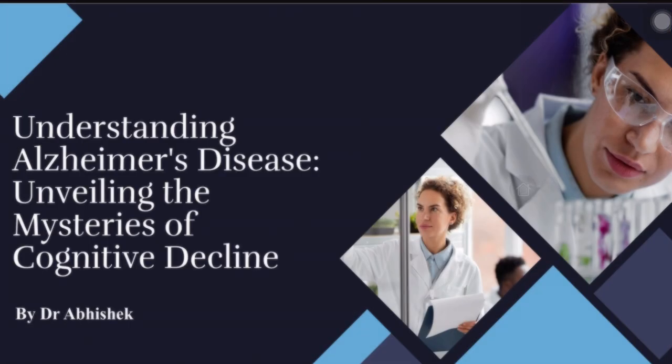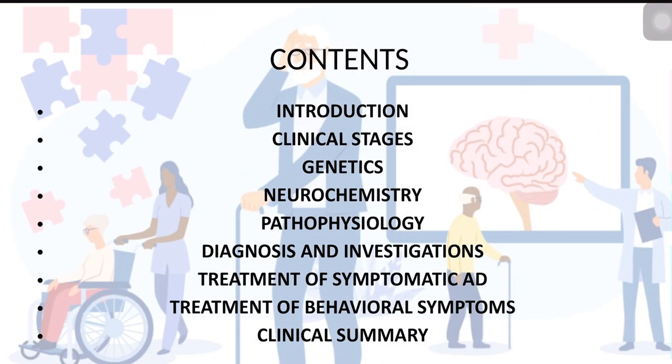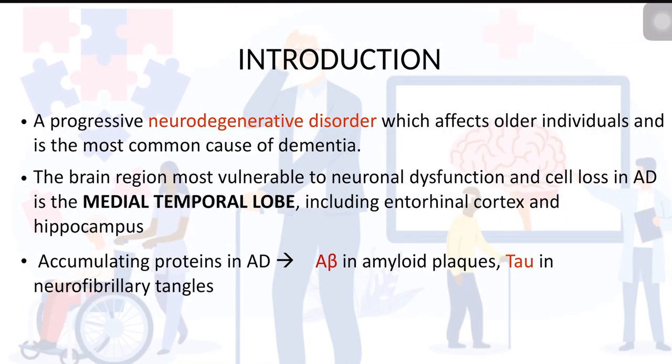So today we are going to discuss Alzheimer's disease. Contents are the following. Starting with the introductory part, it is a progressive neurodegenerative disorder which affects older individuals and is the most common cause of dementia. The most common region which is affected is the medial temporal lobe.